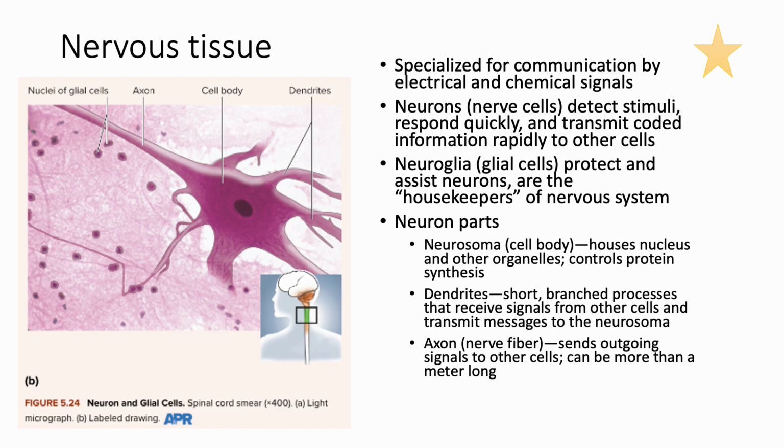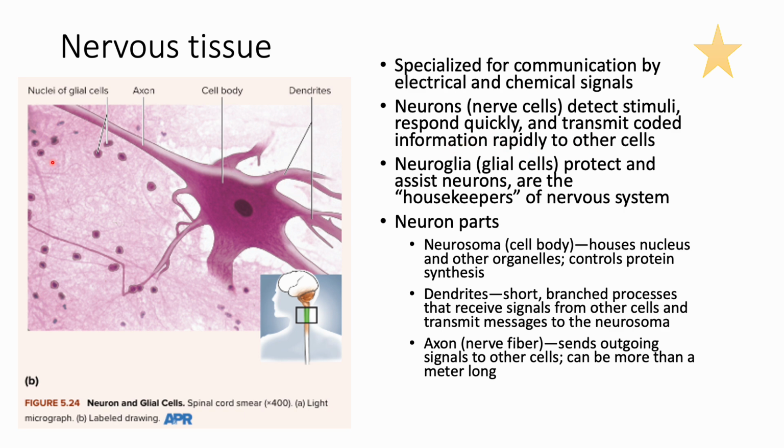Starting off with nervous tissue. These are specialized for communication by electrical and chemical signals. We'll learn about that when we get to the last 3 chapters of the semester. What cells do we find in nervous tissue? Our neurons, our nerve cells. They detect stimuli, respond quickly, and transmit coded information rapidly to other cells.